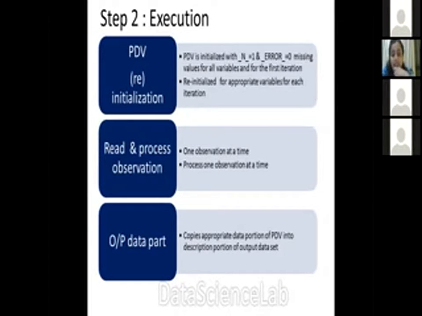Then you read the observation, one observation at a time. You process one observation at a time. And once you are done with processing or maybe creating another variable, then you just copy the data portion into the data set from the PDV, right? So PDV is a house to have one observation at a time just for the calculation purpose, and then it is copied to the data portion.